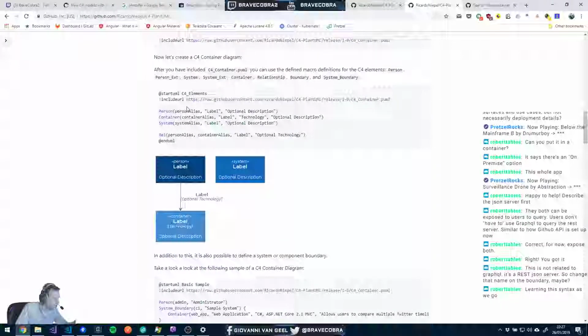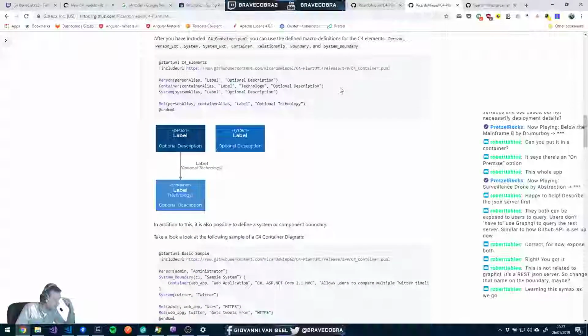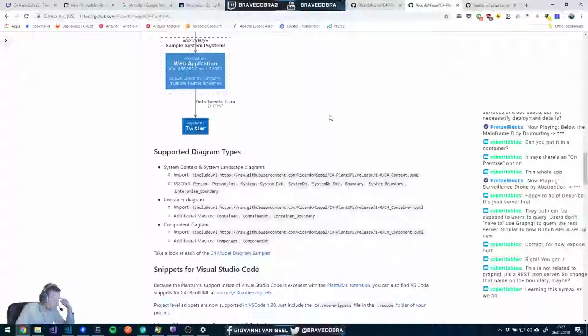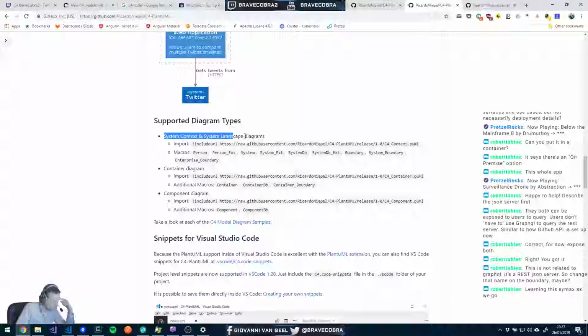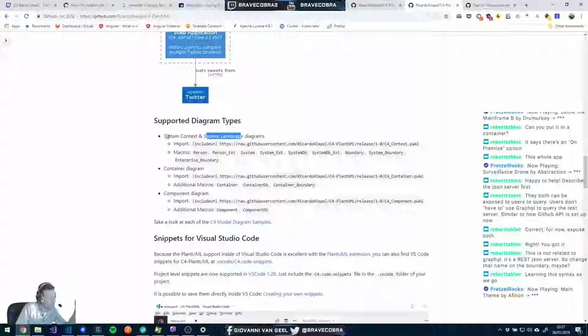Okay, so we get a person, an external person, a system, external system, container, relationship, boundary, and the system boundary, right? Then that's for the system context and the system landscape. So the top one, that's the system landscape. Then we have the system context, so that'll give you the relationship with the external ones. For the container diagram, we would need to include this one, and there you have the container database and the container boundary. So that's what we're trying to do now.